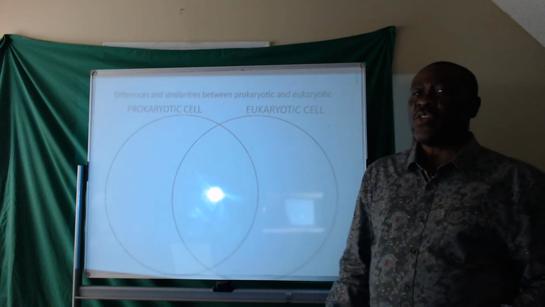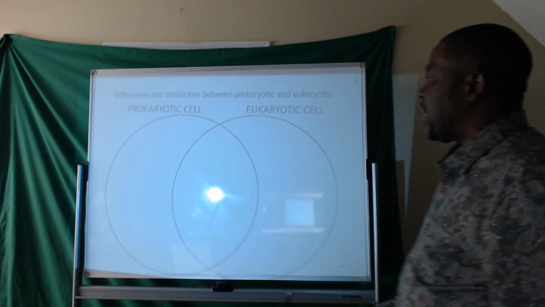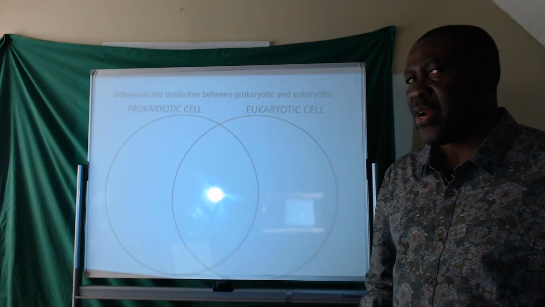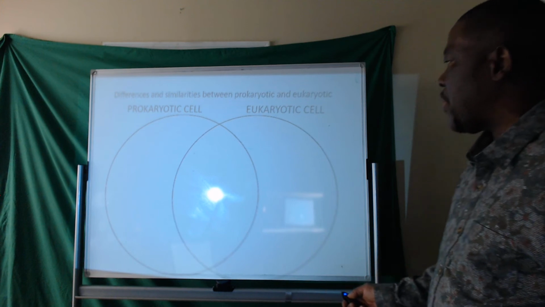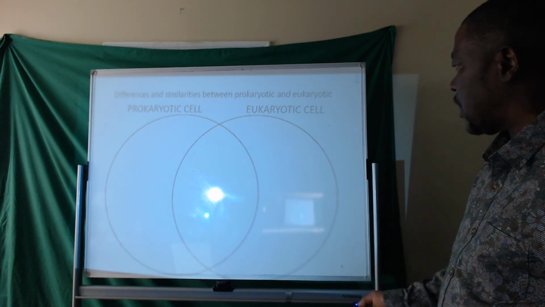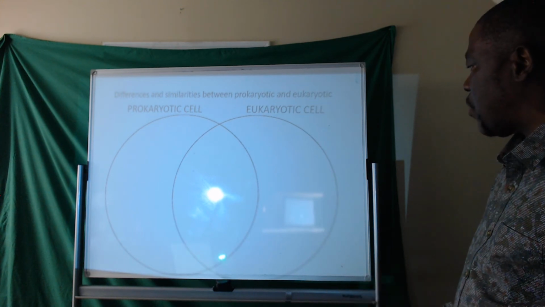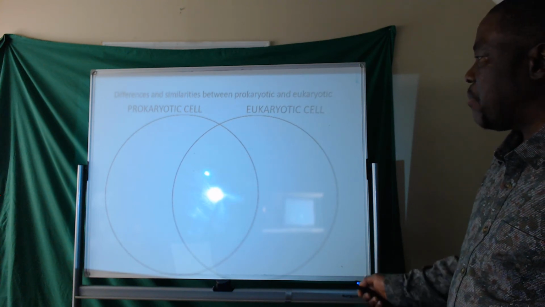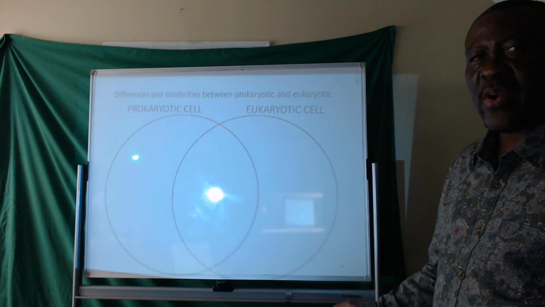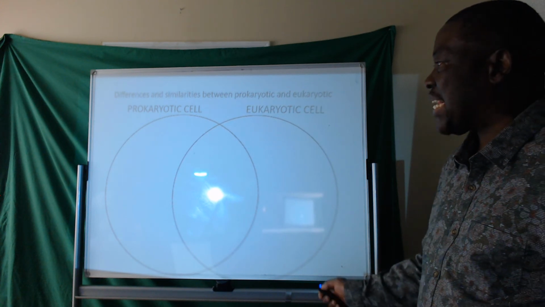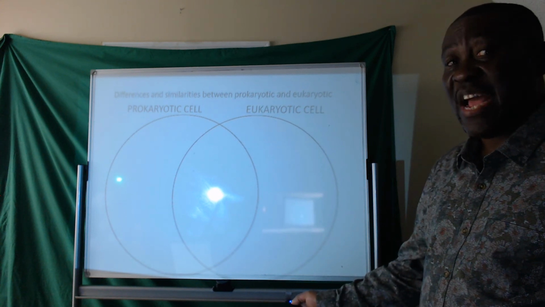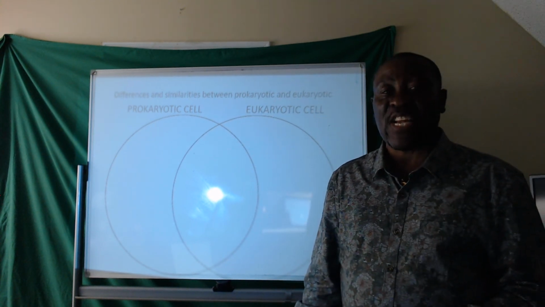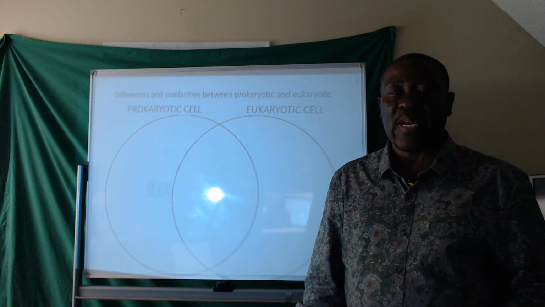Okay, so now let's look at the Venn diagram. This is a Venn diagram to show the similarities and the differences between prokaryotic cell and eukaryotic cell. Where the circles cross each other, it means it is common to both of them. Like right here in the middle, whatever is in the middle means both prokaryotic and eukaryotic cells have it. If it's outside the circle, to the far left or to the far right, it means only that particular cell has that structure. All right, let's go ahead and get started.